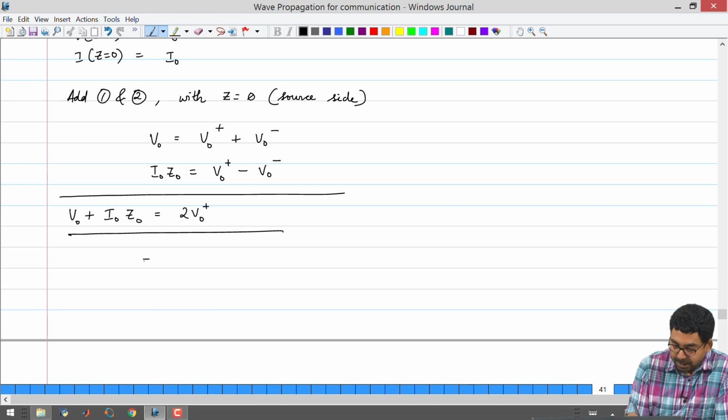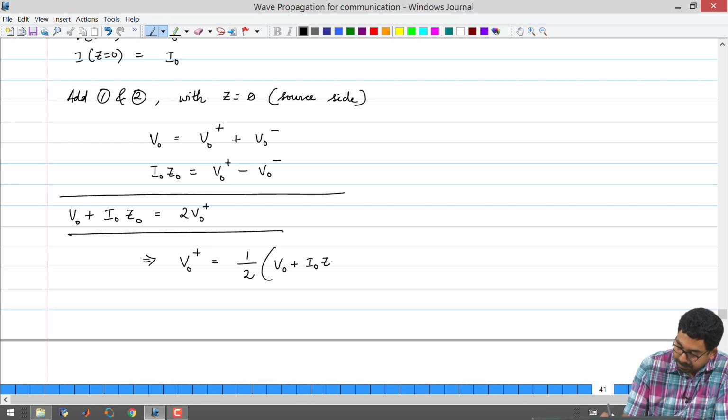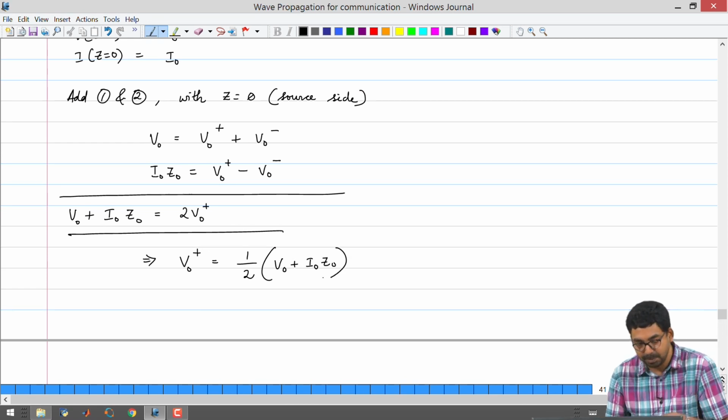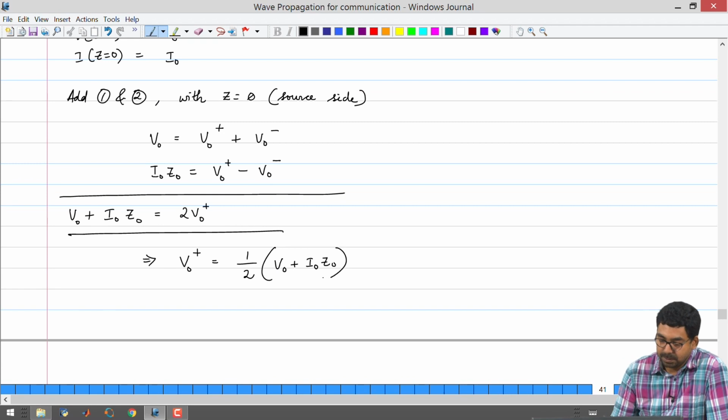Okay, which implies that my forward travelling wave on the source side is going to be half of V naught plus I naught Z naught. Just a rearrangement. The forward travelling wave at position z equal to 0 is going to look like half of V naught plus I naught Z naught.